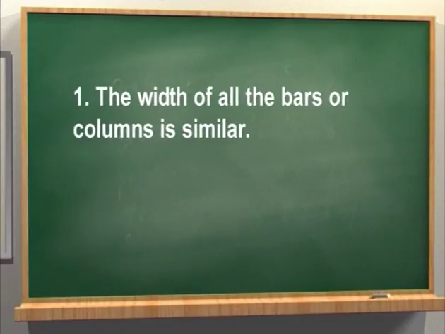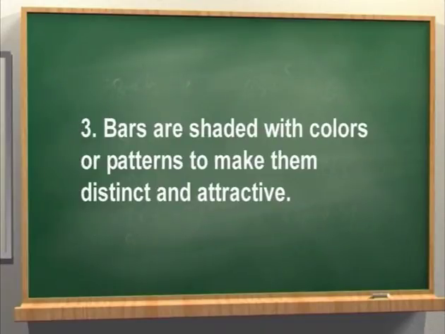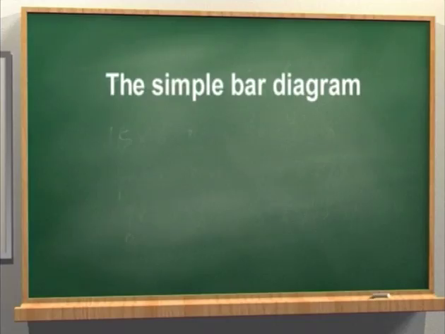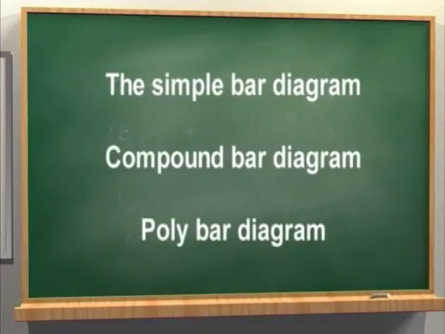The following rules were observed while constructing a bar diagram. The width of all bars or columns is similar. All the bars should be placed at equal intervals or distance. Bars are shaded with colors or patterns to make them distinct and attractive. Three types of bar diagrams are used to represent different data sets: the simple bar diagram, the compound bar diagram, and the polybar diagram. Let's have a look at the simple bar diagram.